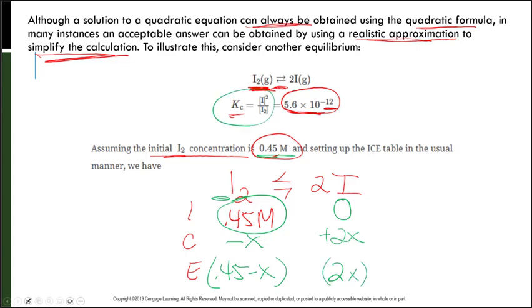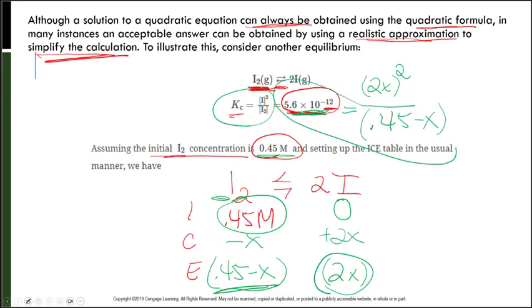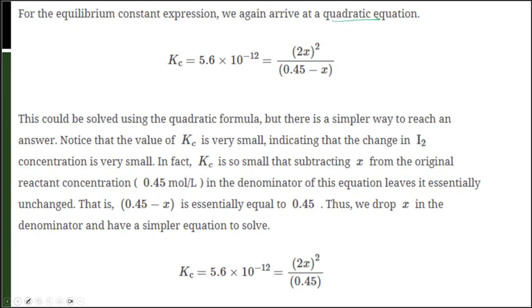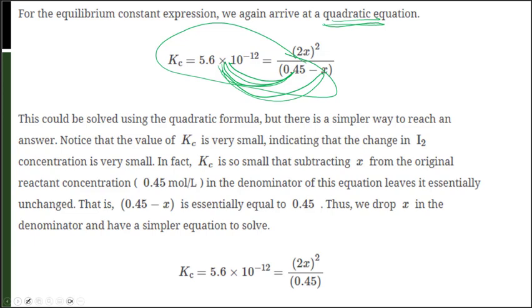Let's plug our values into our K expression. So I have 5.6 times 10 to the negative 12 equal to my products, 2x squared, divided by my reactants, 0.45 minus x. Let's cross multiply and simplify this equation. Now we're going to get to the quadratic equation again, right? Because on top I'm going to have 2x squared, so that'll be 4x squared. I'm going to have a number value here, and an x value here.